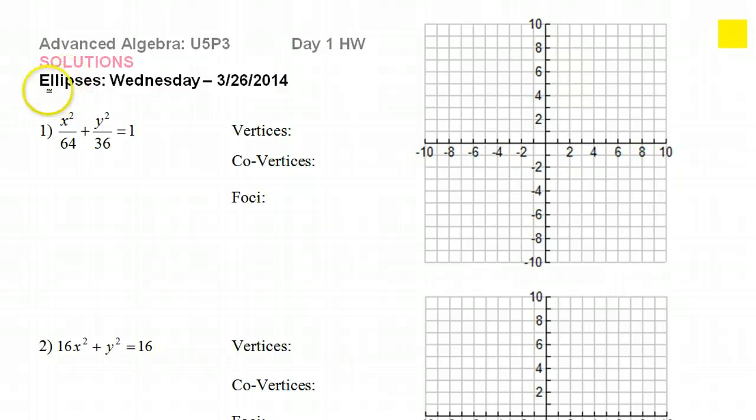This lesson is all about ellipses, how to graph them, how to write their equations. The ones we will do today are all ellipses with a center of 0, 0. The next lesson will involve moving these around off of the origin.